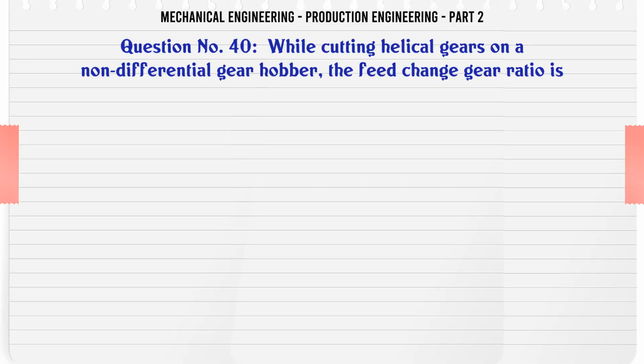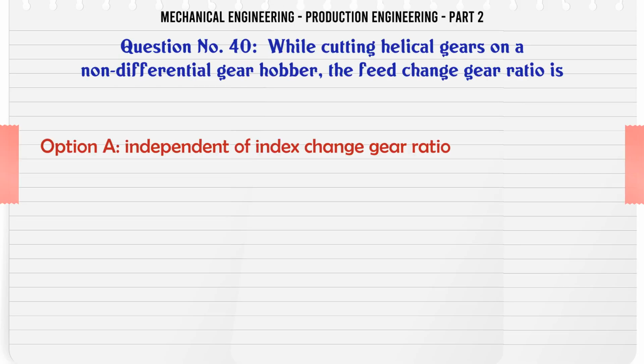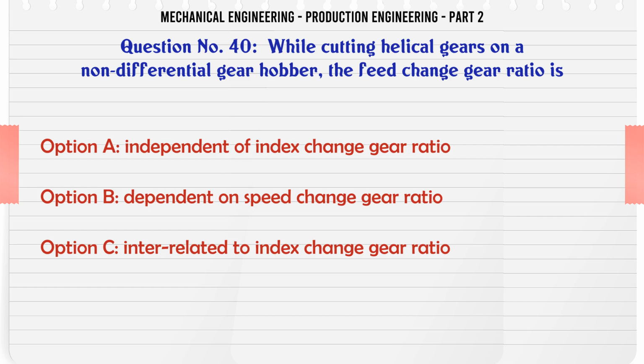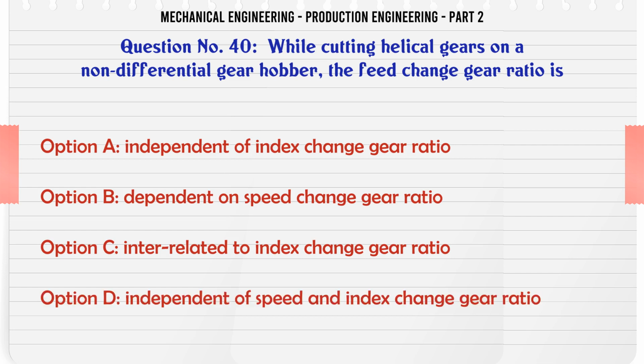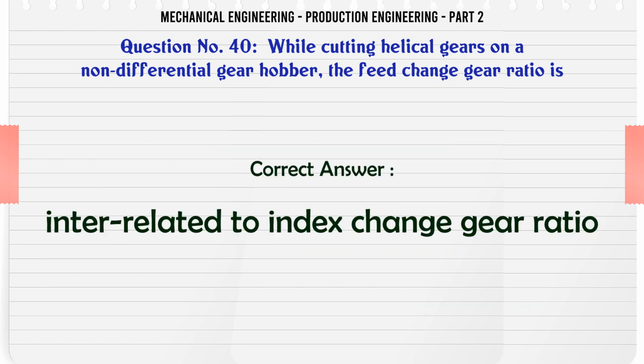While cutting helical gears on a non-differential gear hobber, the feed change gear ratio is A. Independent of index change gear ratio, B. Dependent on speed change gear ratio, C. Interrelated to index change gear ratio, D. Independent of speed and index change gear ratio. The correct answer is interrelated to index change gear ratio.